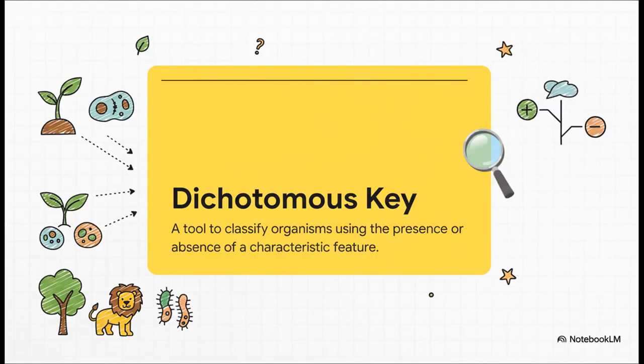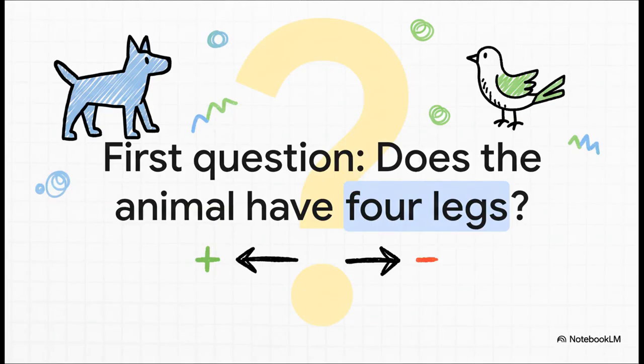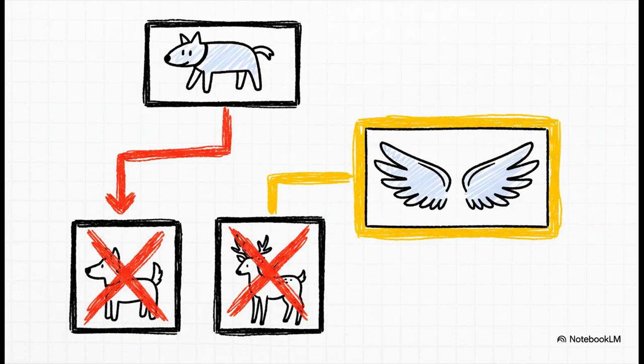Honestly, the best way to think about it is like a choose-your-own-adventure book for identifying living things. It just gives you a series of simple, paired yes or no questions that lead you step by step to the right answer. You know what? Let's just try one. Let's pretend we found some mystery animal. The key starts us off with a really simple, obvious question. Does it have 4 legs? Yes or no? Okay, for our mystery animal, let's say the answer is no.